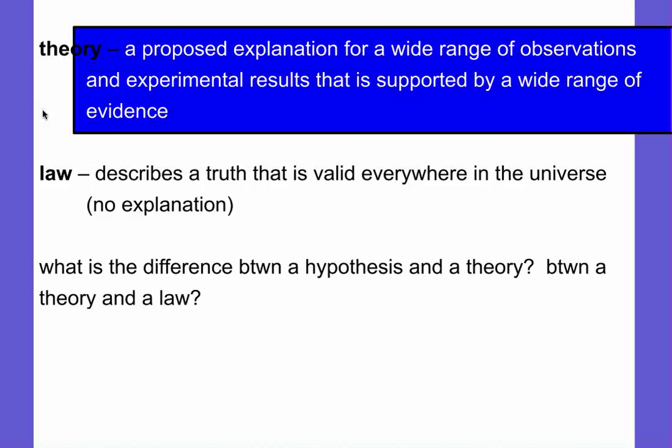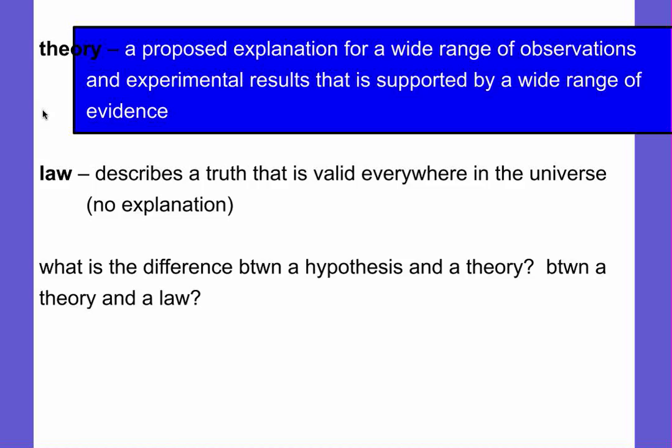Okay, so a theory is a proposed explanation for a wide range of observations and experimental results that is supported by a wide range of evidence. Very wordy, lots of stuff in there. Theory is one of those things that a lot of people get confused, because when you hear theory, like if Jack has a theory about something, a lot of times, in normal usage of that word, we think that he thinks this is happening, but he doesn't really know, right? So that's the way we would normally use that.